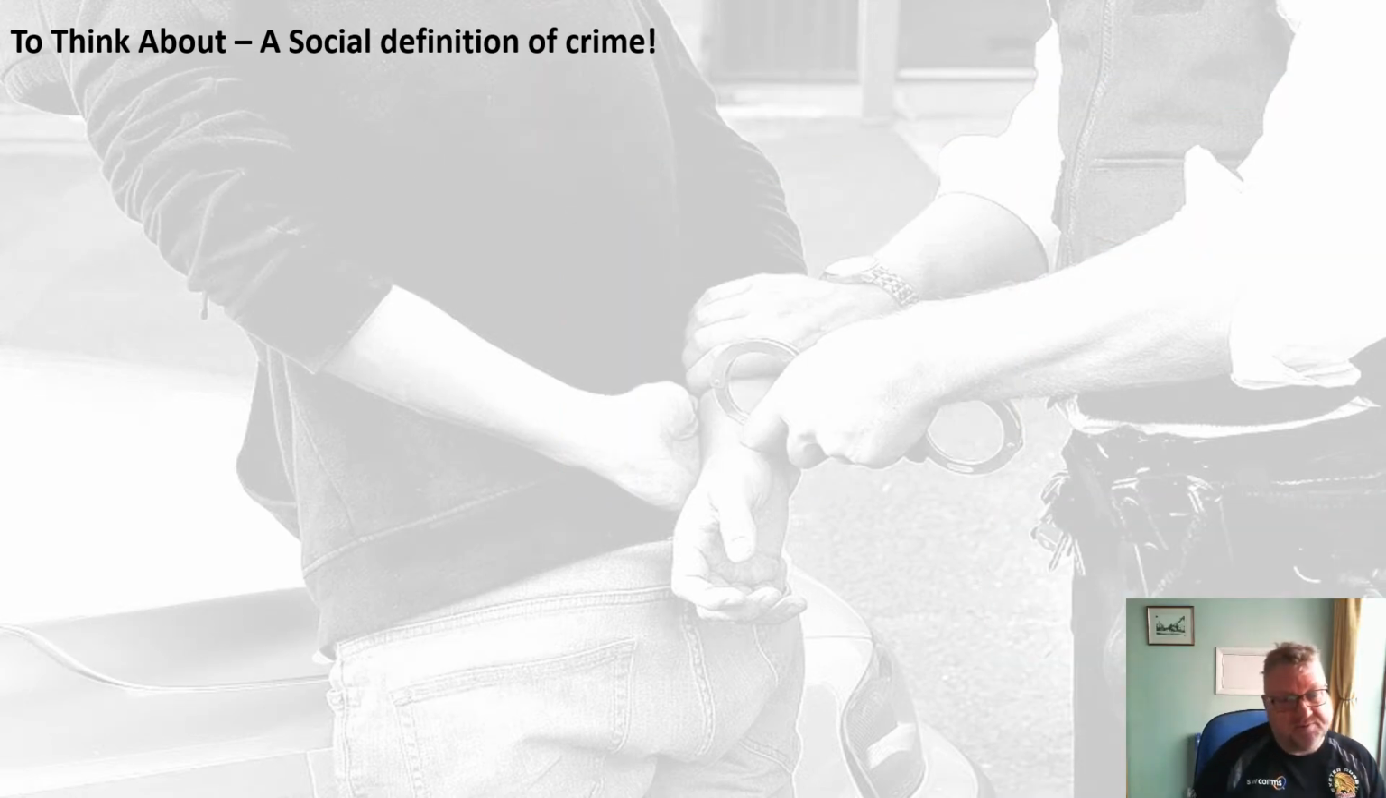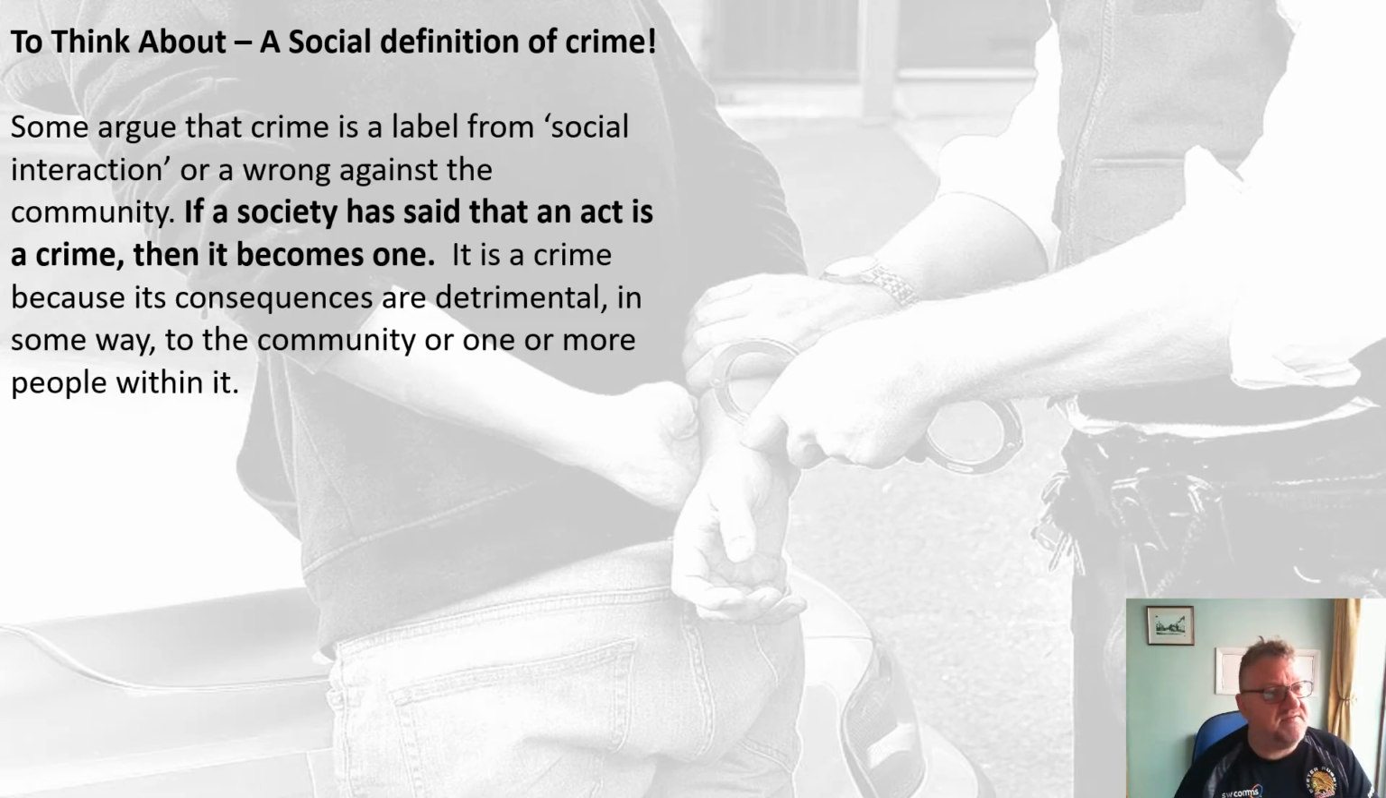The other thing to consider here, and this is just getting you to start to think about how we go on to the next element in this unit, is the idea of whether crime is an absolute thing, or is it merely relative? In other words, is it just defined socially and does it differ? Some people would argue that crime is just a social label. It's an interaction, it's a wrong against the community. So it's basically saying if society said an act is a crime, then it becomes one. If its consequences are detrimental in some way to the community, then the community decides it's a crime.